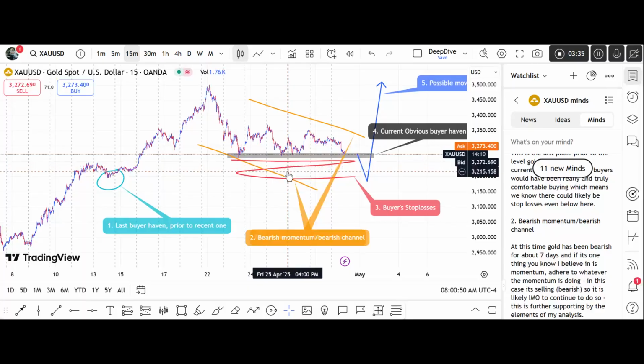Now, why is that important? Why is it important to understand where the stop losses of the buyers are? Because of something I said, right? If gold had the ability to buy, it had the liquidity, the energy, the power to buy, if it did, it would. The fact that it isn't doing that suggests that it does not have what it needs to actually buy, and it needs to go get it.